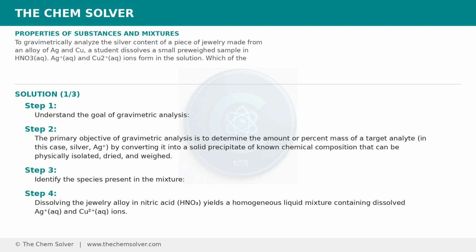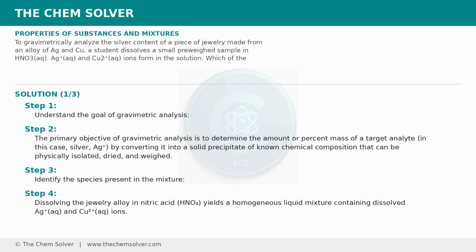Understand the goal of gravimetric analysis. The primary objective of gravimetric analysis is to determine the amount or percent mass of a target analyte, in this case silver, Ag+, by converting it into a solid precipitate of known chemical composition that can be physically isolated, dried, and weighed.